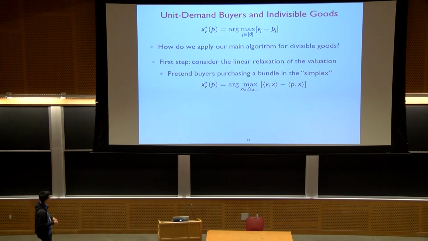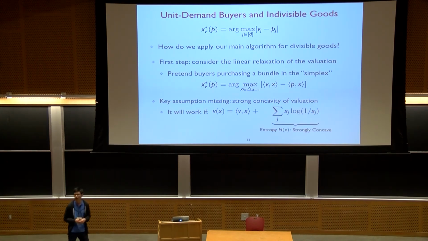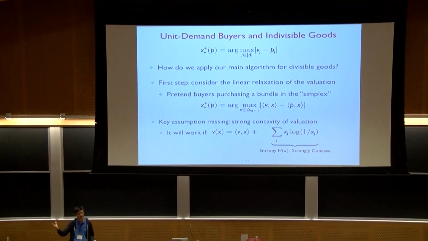Something I haven't talked much about is that one of the key assumptions in the previous algorithm is the strong concavity of the valuation function. But this is something I'm missing here by just thinking about this linear relaxation. It would be much better if the valuation of the buyer is somehow regularized. For example, if the valuation is the linear part of the valuation plus an entropy term, then this valuation function will be strongly concave over the simplex.